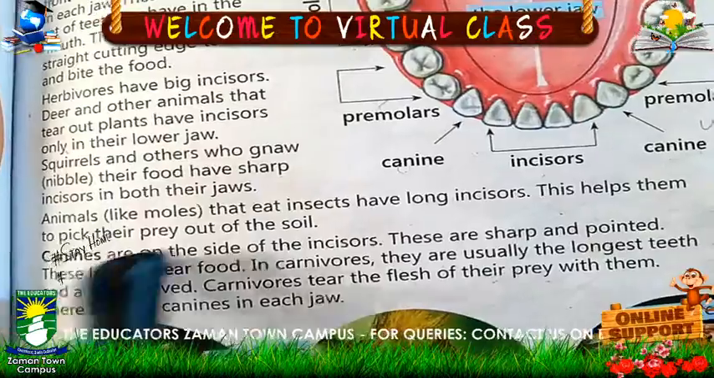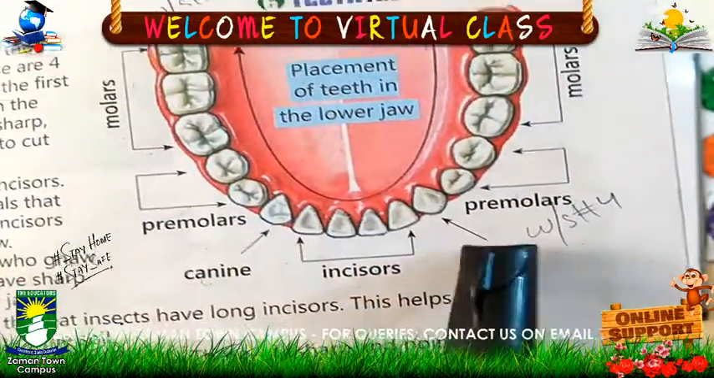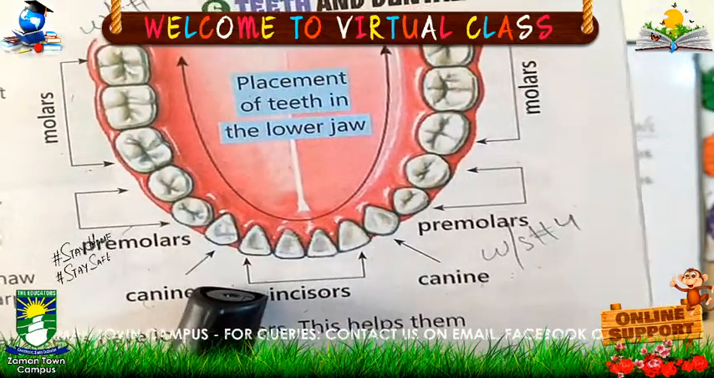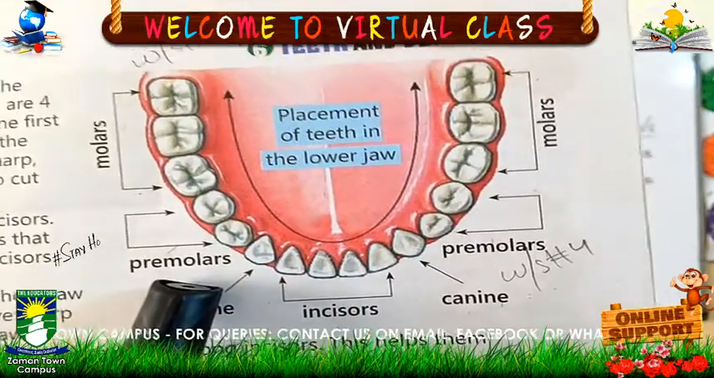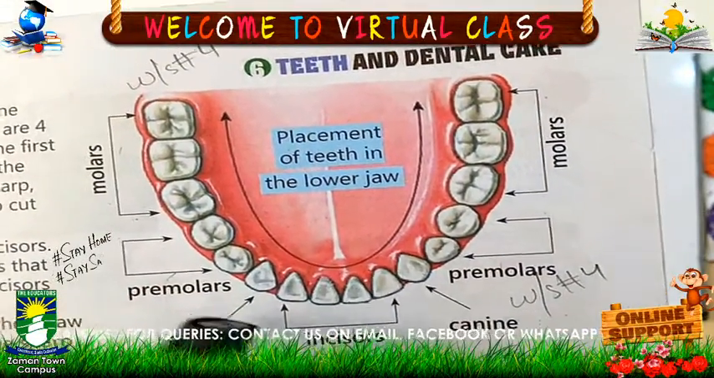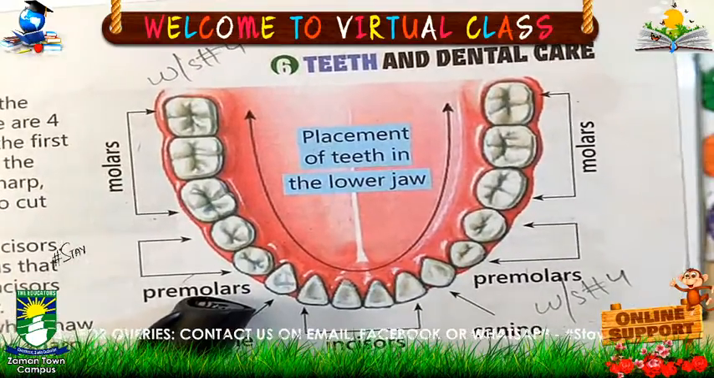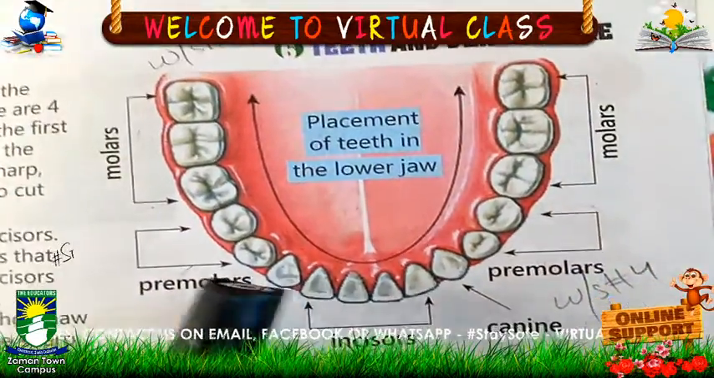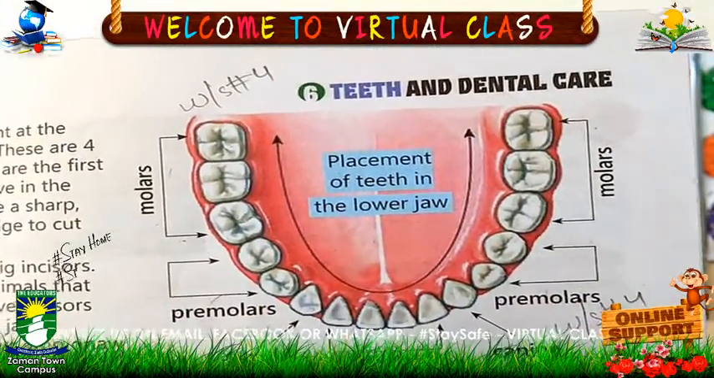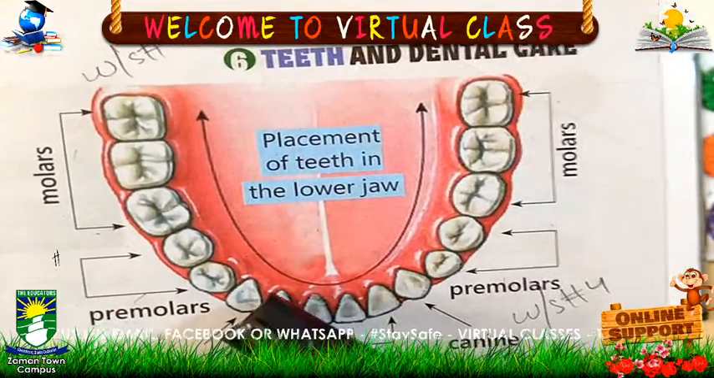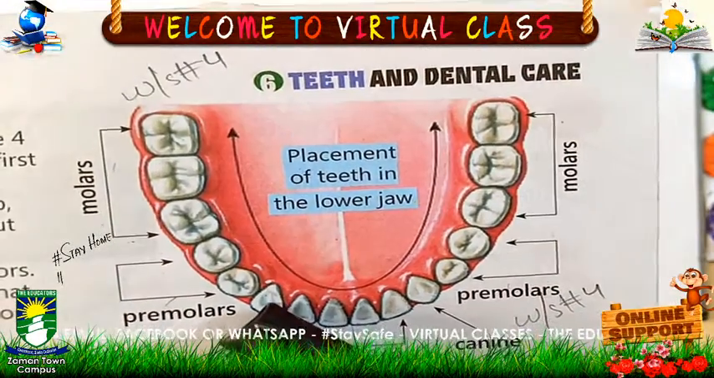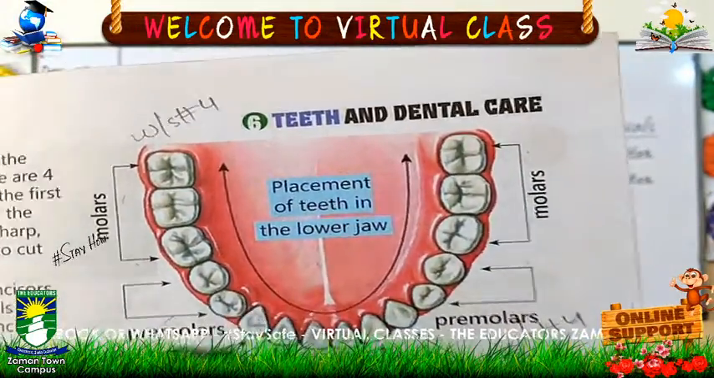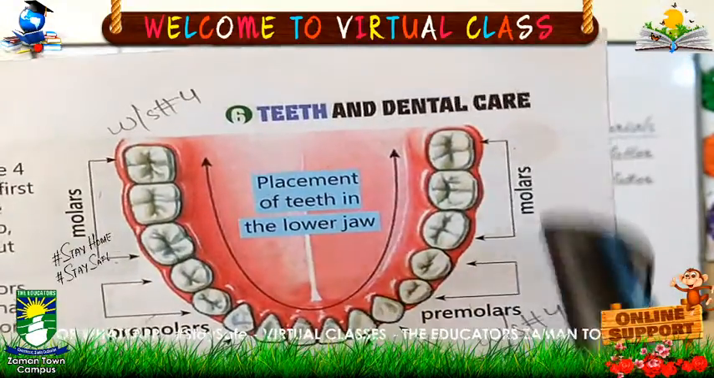Now come to number 2. Here we have canine teeth. Canine teeth are on the side of the incisor teeth. As you can see here, they are at the side of the incisor teeth, and these are very sharp and pointed teeth. They help us to tear food. Carnivore animals usually have the longest canine teeth, and they have a little curve here so that they can easily tear the flesh of prey and other animals. Now you can see here we have premolars and molars on both sides.